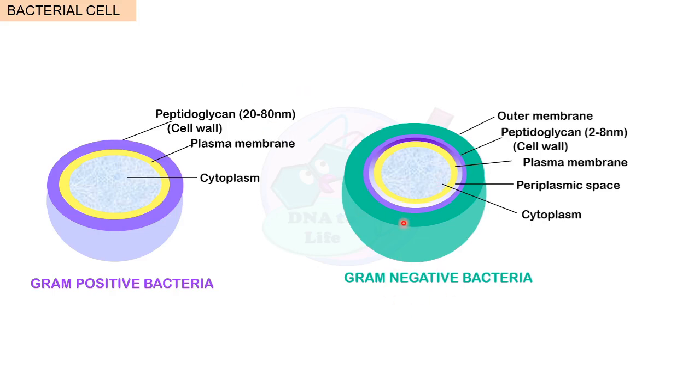If you look here in the case of gram negative bacteria, here is the cytoplasm, and this white layer is the periplasmic space. Periplasmic space is also present in gram positive bacteria but is not as well defined as in gram negative bacteria. After the periplasmic space comes the peptidoglycan layer, which is very thin, 10 times less than in gram positive bacteria, only 2 to 8 nanometers. And this is the outer layer, a phospholipid bilayer present in gram negative bacteria, which is absent in gram positive bacteria.